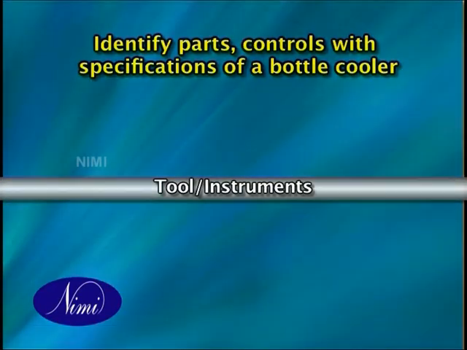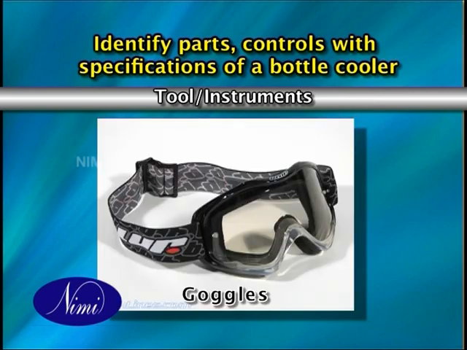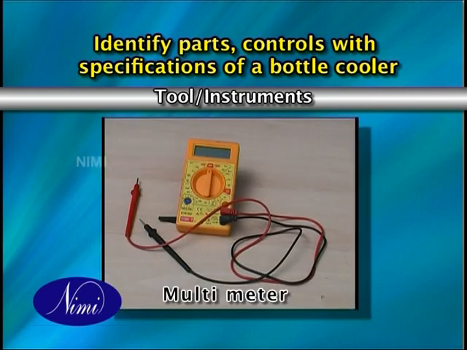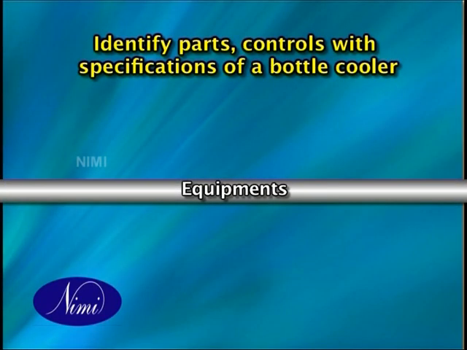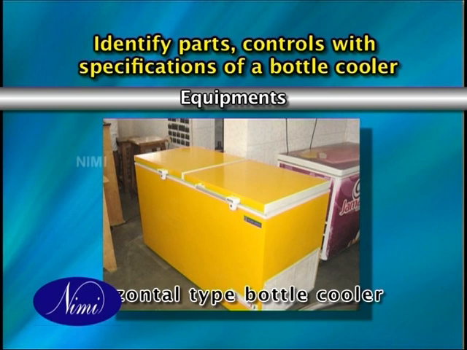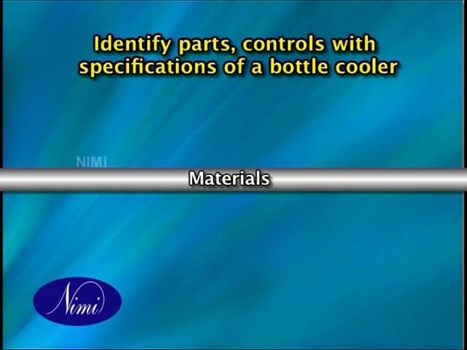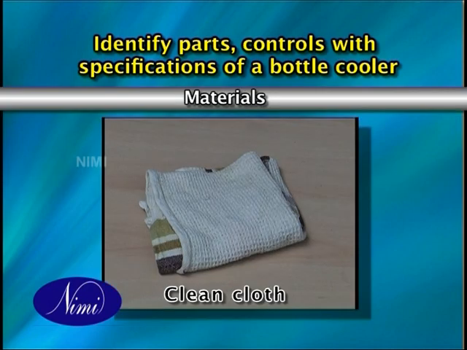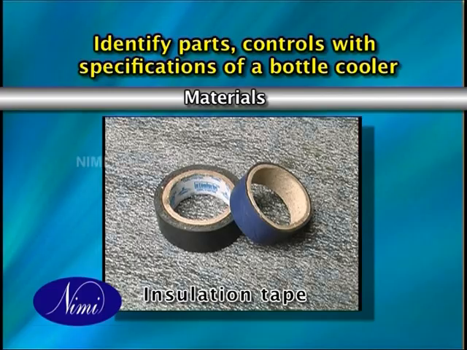Tools required: screwdriver, line tester, goggles, hand gloves, multimeter, thermometer. Equipments: horizontal type bottle cooler, vertical type bottle cooler. Materials: clean cloth, clean water in a bucket, insulation tape.